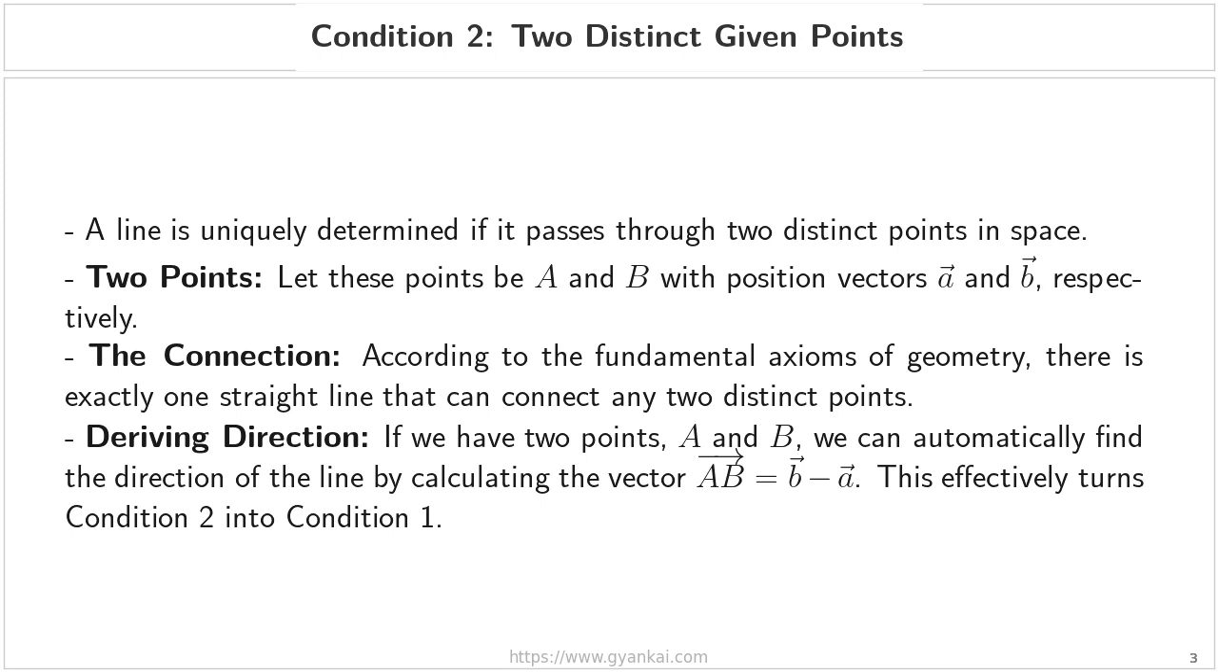This means that having 2 points is mathematically equivalent to having a point and a direction, effectively turning our second condition back into our first condition.